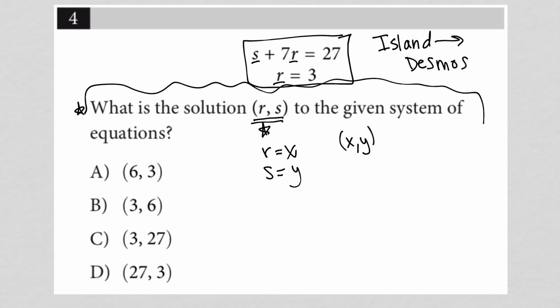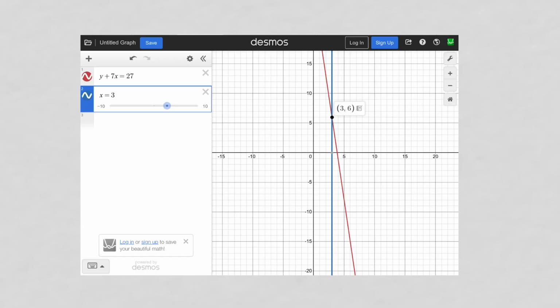So what I decided to do was to graph this system of equations, but to switch out the R with X and to switch out the S with Y. So here's what we get by doing that. Here's my first equation with that switch. Here's my second equation with that switch as well.